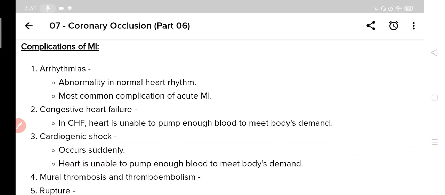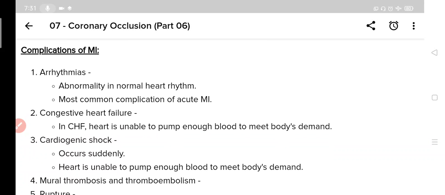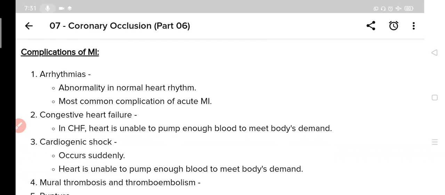Now we will look at complications of myocardial infarction. Here diagnosis of myocardial infarction is complete. So there are three features we look for. First is clinical features, then ECG changes, and then serum cardiac markers. Based on these three criteria, we can diagnose a patient of myocardial infarction.